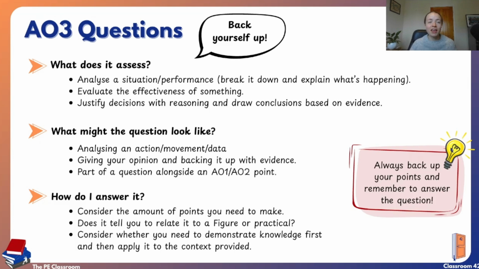So finally, let's look at AO3 questions. And so AO3 questions assess your ability to analyse a situation and break it down and explain what's really happening, and to evaluate the effectiveness of something, or this could be potentially a method. And you need to justify decisions that you make about required practical or anything else with reasoning, and potentially draw some conclusions based on evidence that you've been given. So maybe that's a table of results or a graph. And so the question might look like analysing some movement or data, giving your opinion and backing this up with evidence. And it could also be part of a question alongside an AO1 or AO2 point as well.